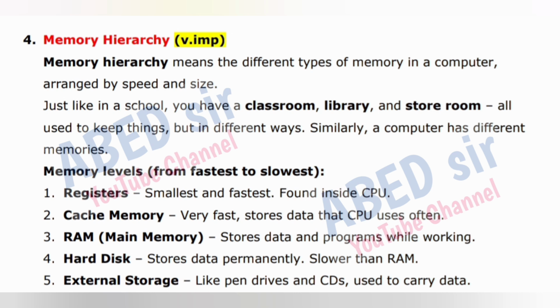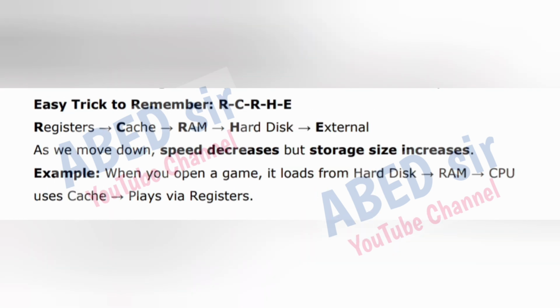Memory levels from fastest to slowest. 1. Registers, smallest and fastest, found inside the CPU. 2. Cache memory, very fast, stores data that the CPU uses often. 3. RAM, main memory, stores data and programs while working. 4. Hard disk, stores data permanently, slower than RAM. 5. External storage, like pen drives and CDs, used to carry data. Easy trick to remember: RCRHE. Registers, cache, RAM, hard disk, external. As we move down, speed decreases but storage size increases. Example, when you open a game, it loads from hard disk to RAM. The CPU uses cache, plus registers.